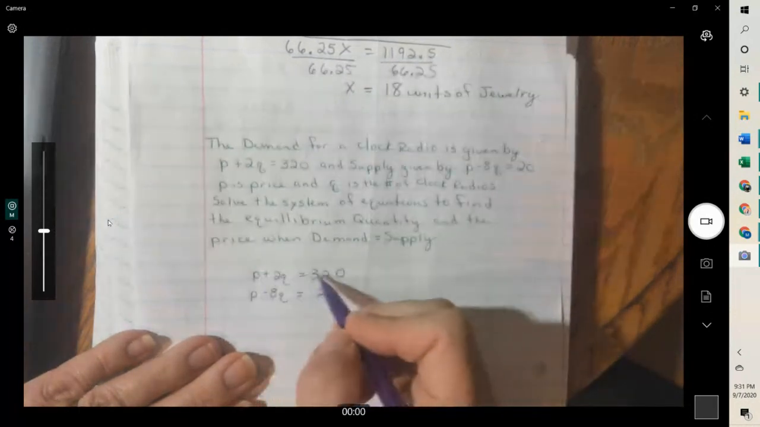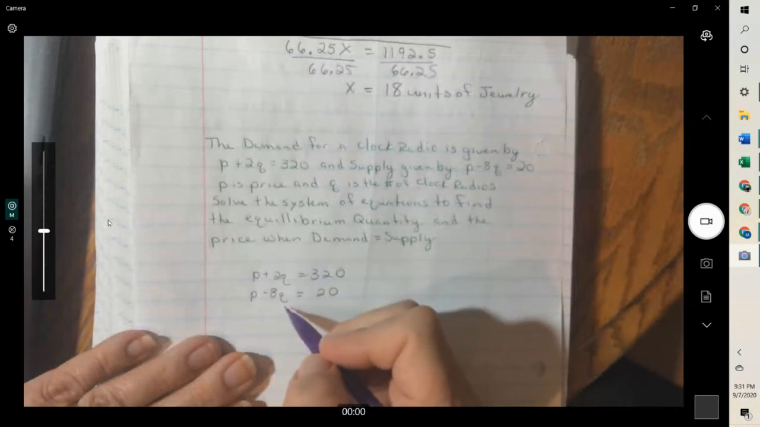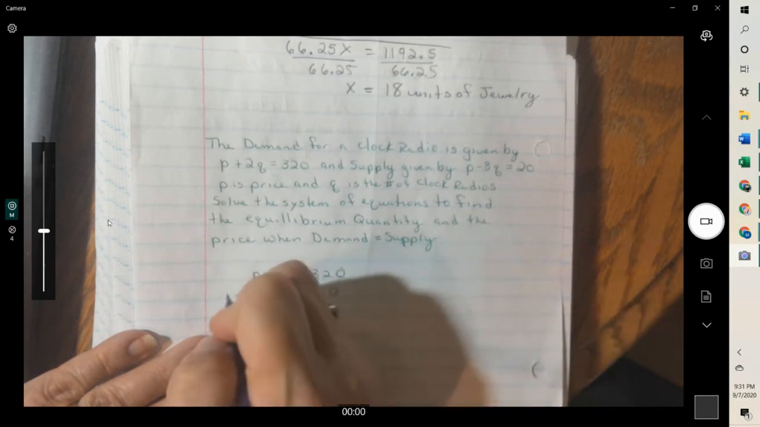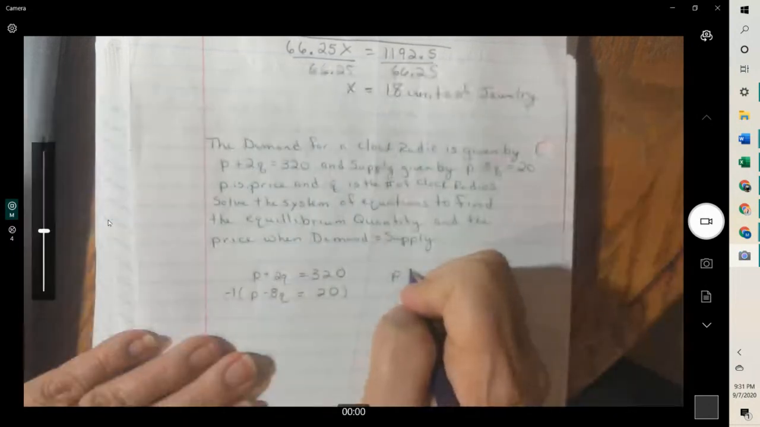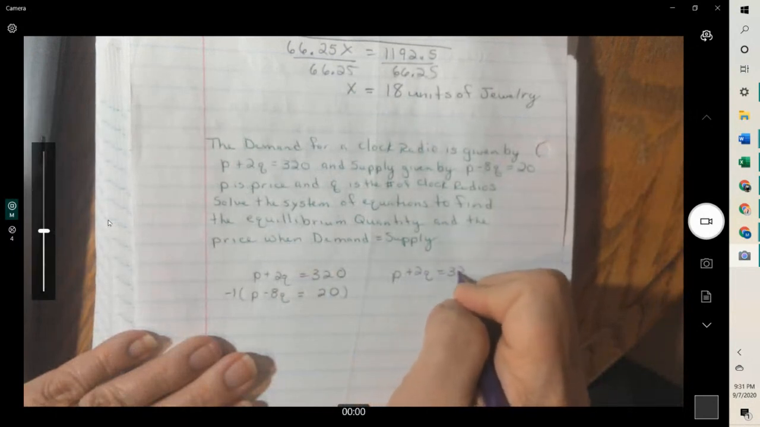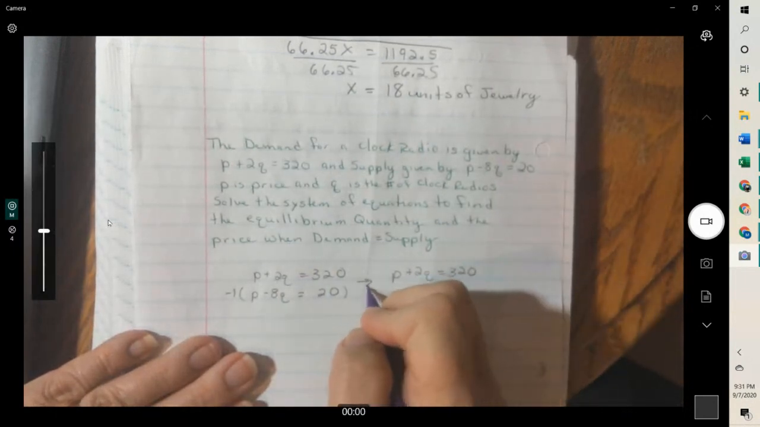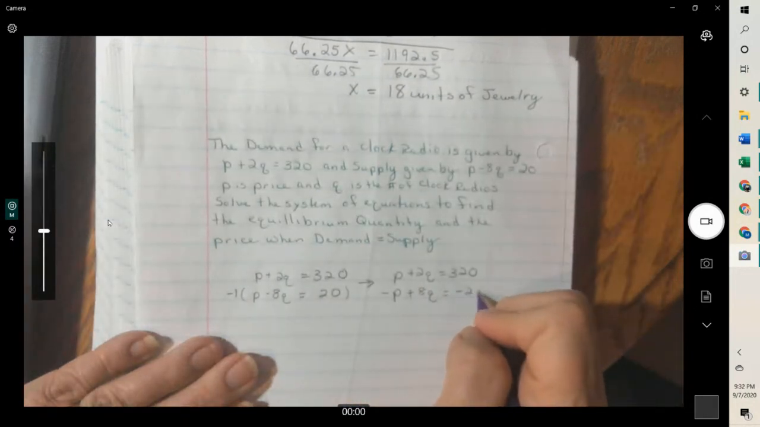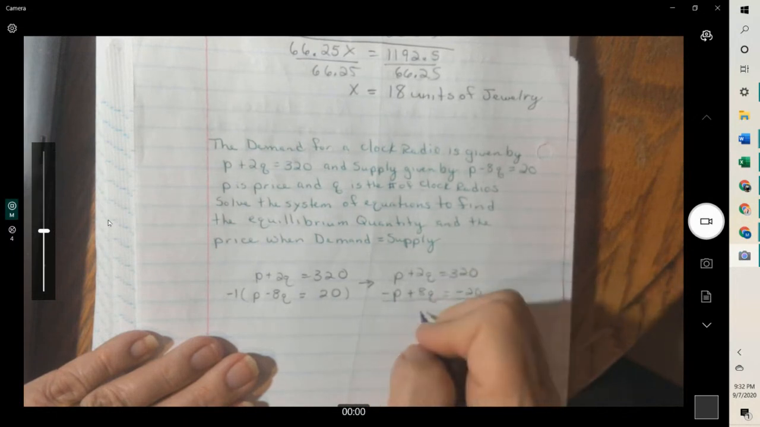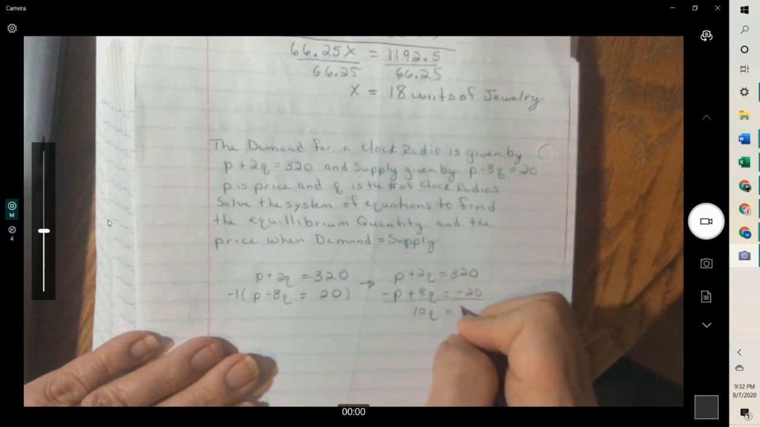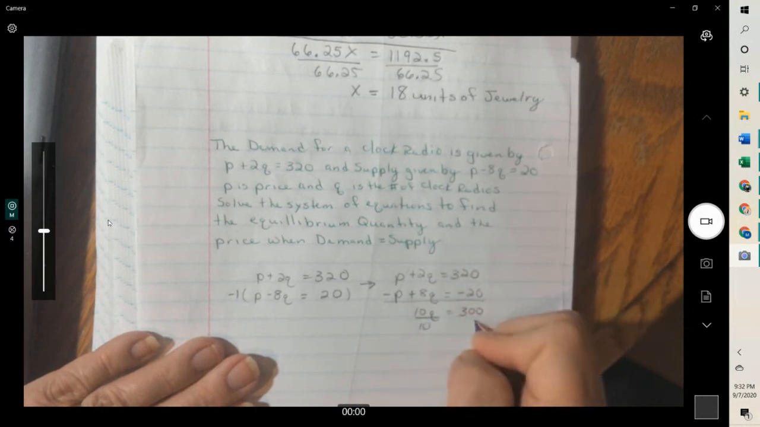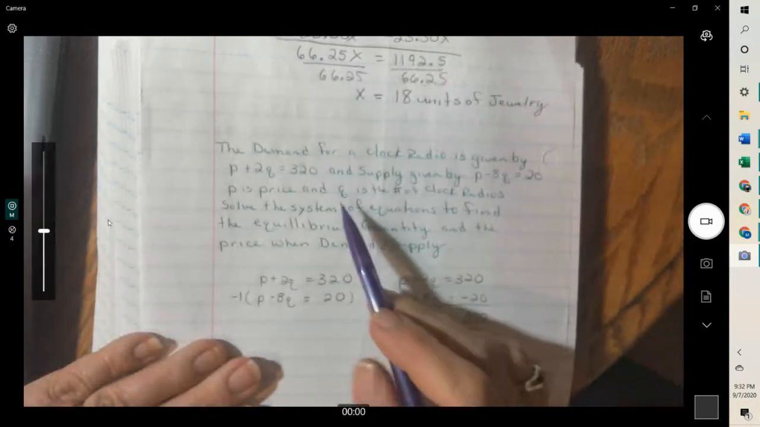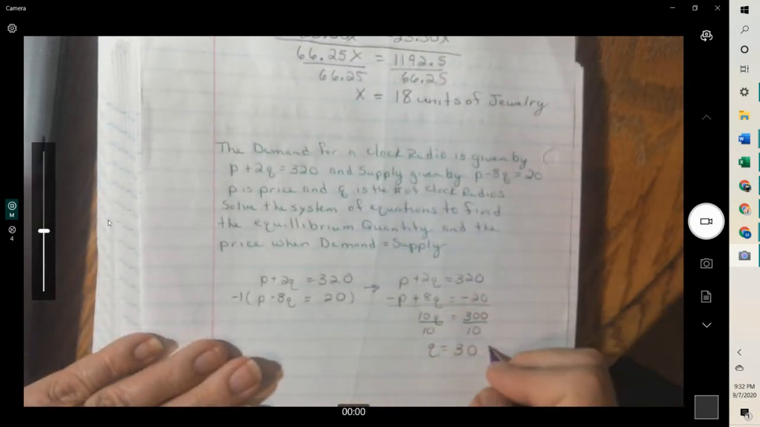So we could multiply the top by 4 and add down and have it drop, or we can multiply the bottom, just subtract, make it all negative. So I'd have negative P plus 8Q equals negative 20. The P's drop out. 10Q equals 300. Divide by the 10, Q equals 30. So our quantity, the number of clock radios, would be 30 clock radios.